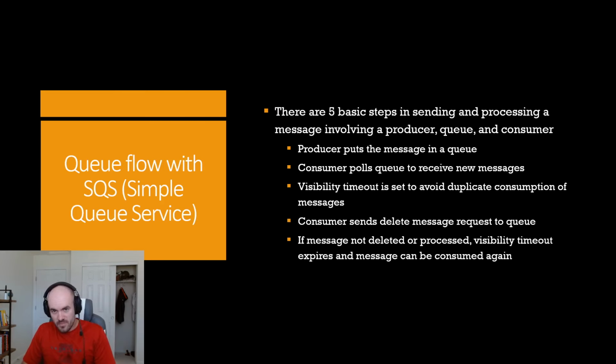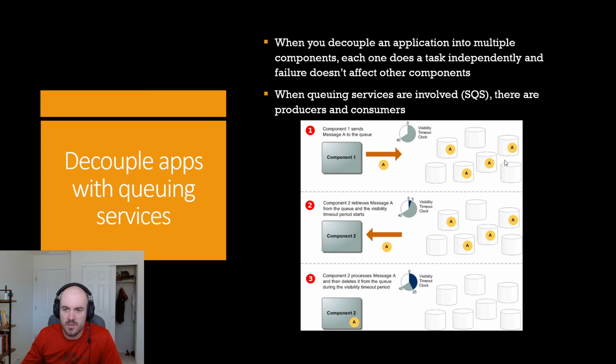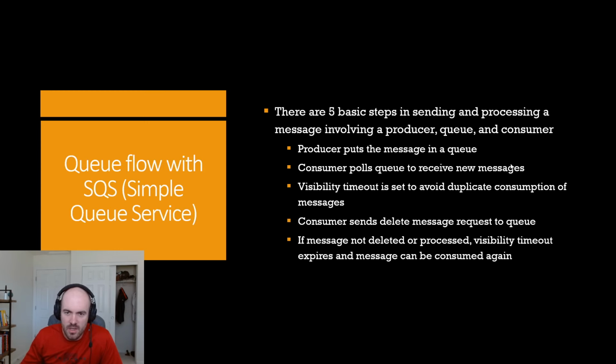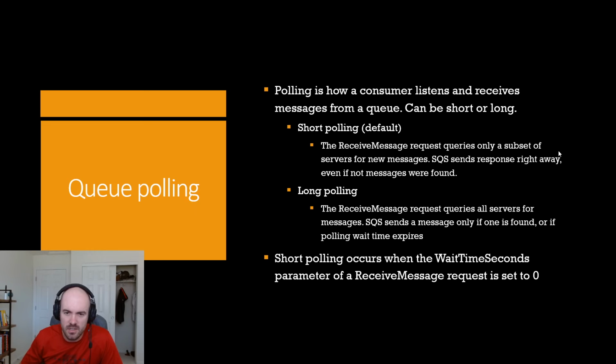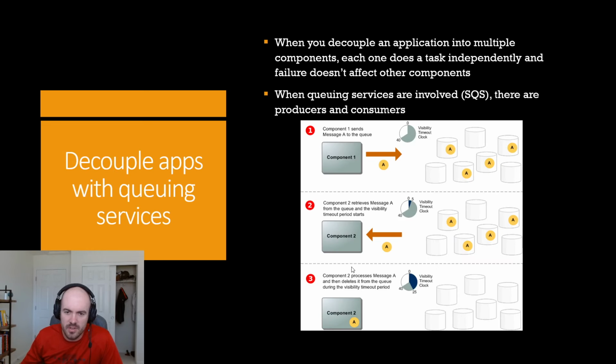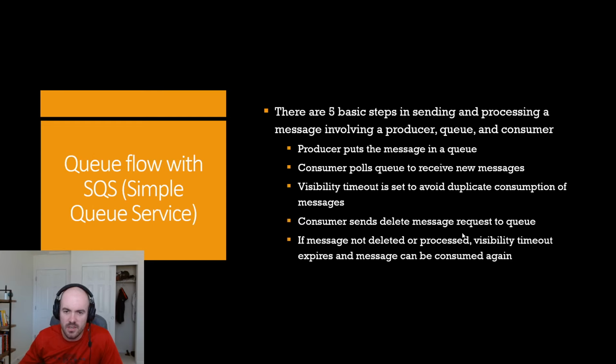So, like we talked about, there are 5 basic steps in sending and processing a message that involves a producer, a queue, and a consumer. So the producer puts the message in a queue. So component 1, the producer, puts the message in this queue over here, which is this cluster of servers. The consumer polls the queue to receive new messages. So component 2 would be the consumer. It polls this queue, and it sees, hey, message A, that's a new message, okay?